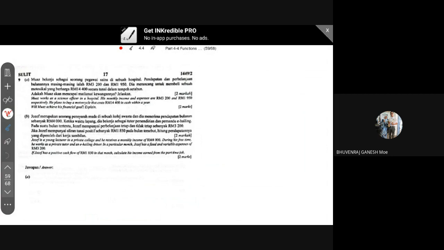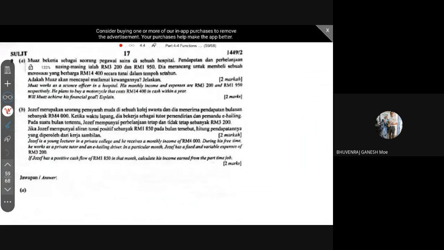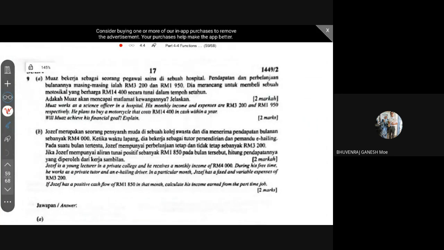So wait, number 9. Okay, first of all, when you see this, what chapter, which form? Can you all identify where this question is from? If you can't see clearly, I can zoom. Always when we do questions, we must identify the chapter and the form first, so that the knowledge or the formulas from there will come into your mind.